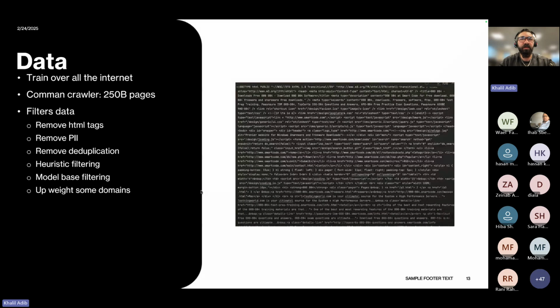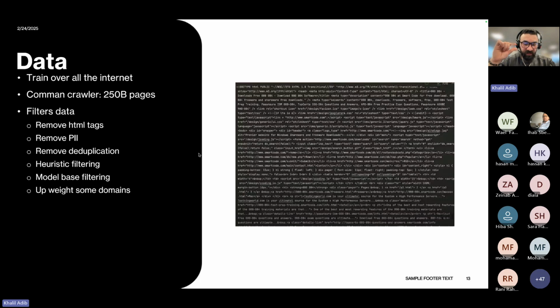Model-based filtering is another kind of step they use, where they train other models to specify the domain of a website. So for instance, if they have a page, they train a model that can predict the topic of that page, if it is sports, entertainment, coding, and stuff like that. And then they upweight some domains. It turns out that if you train your LLM more on coding challenges, the LLM would be better at reasoning tasks.